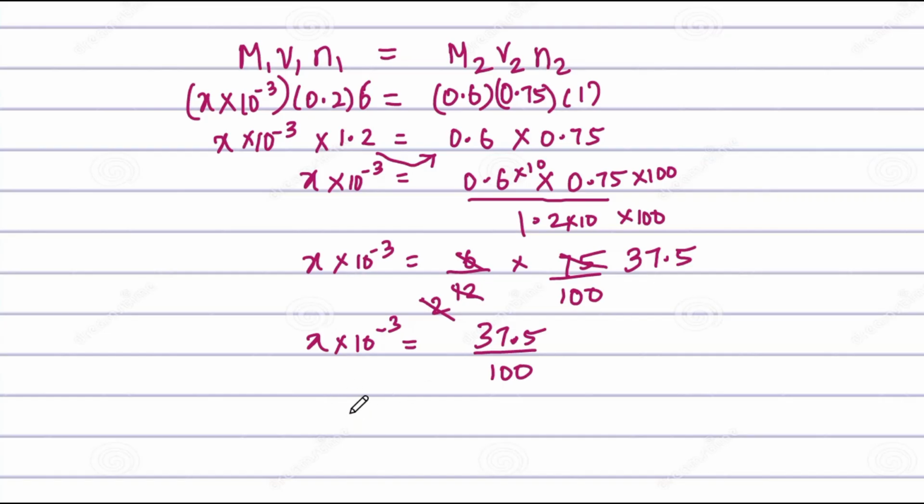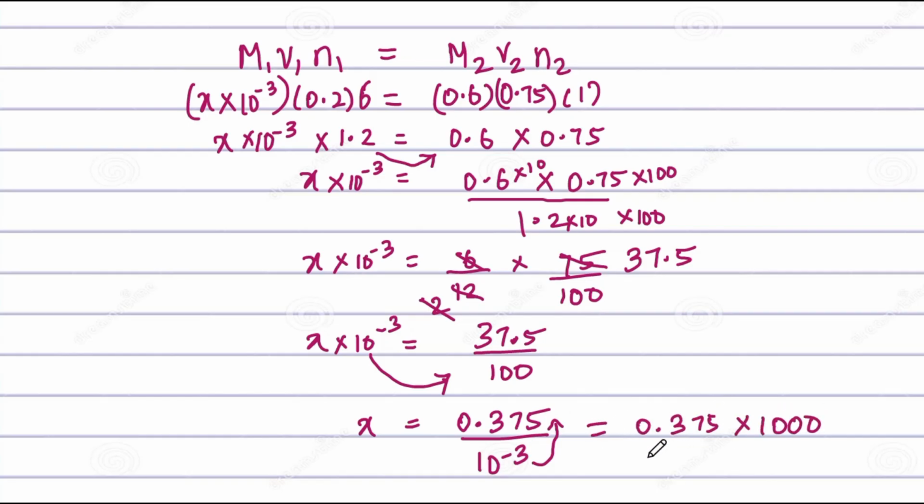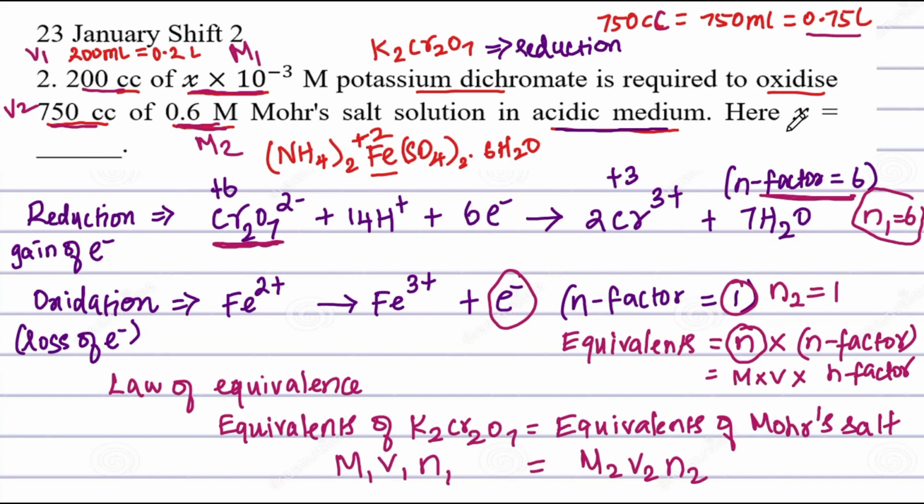Take this 10 power minus 3 to the other side. So X is equal to 37.5 by 100 is 0.375 divided by, taking this 10 power minus 3 to the denominator. So when it comes to the numerator, it will become 0.375 into 1000, 10 power 3, which is nothing but 1000. So you will get the answer as 375. So the value of X is 375.